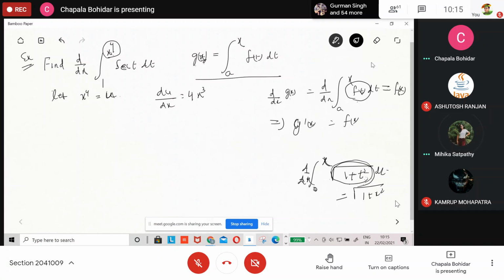So now I can write directly by using this variable here. The integral value of this is what we call g dash x. Clear?